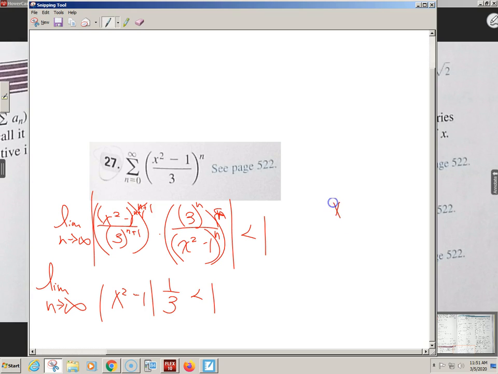So I actually end up with x squared minus 1 times 1/3 being less than 1 and greater than negative 1. I can multiply both sides by 3 to get rid of my 1/3. There was no n component, so the limit of any constant is itself as far as the 1/3 goes. I can add 1 to both sides.